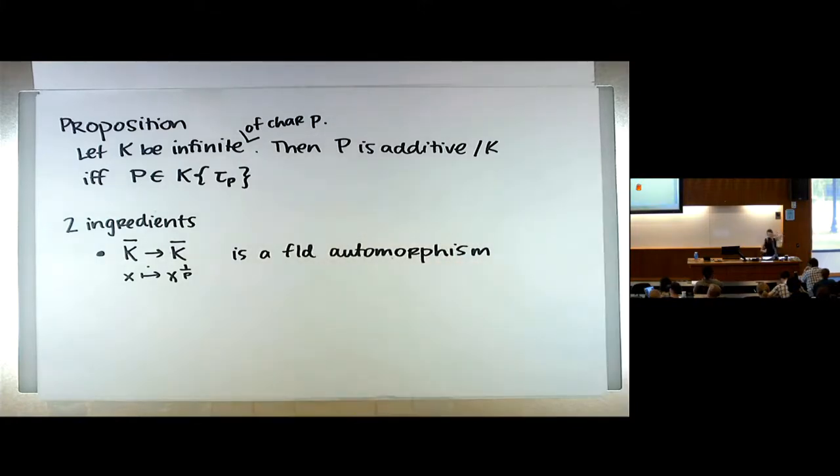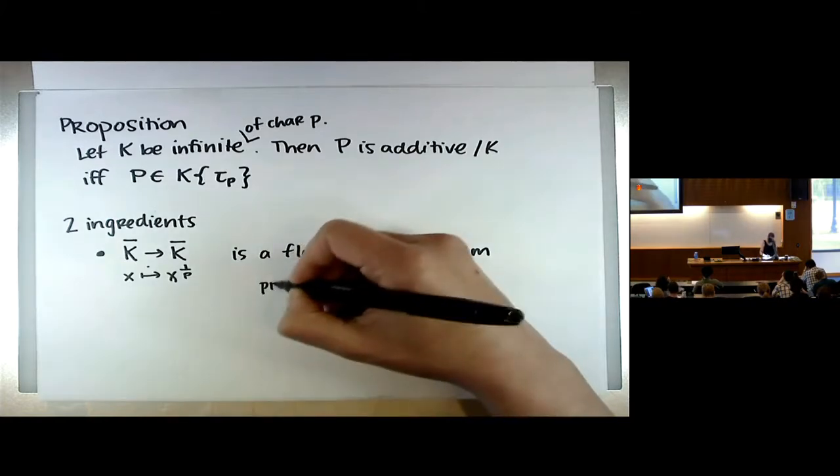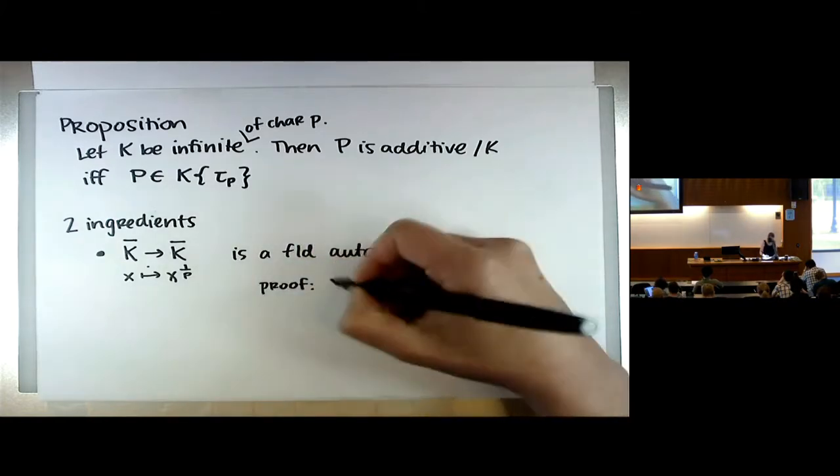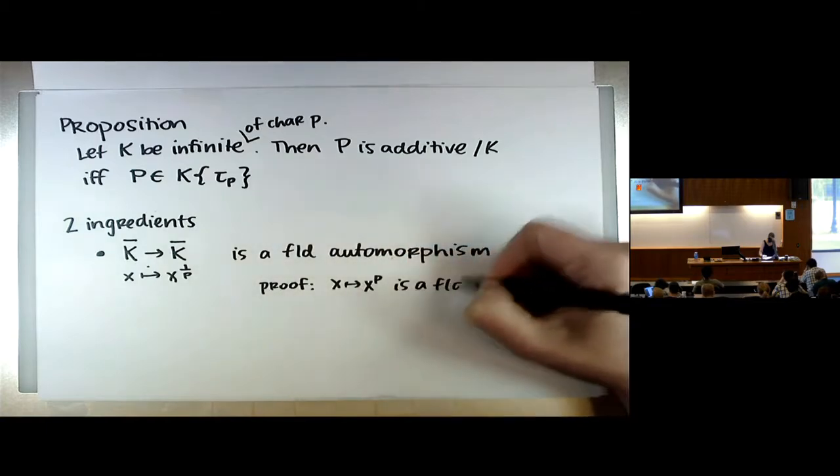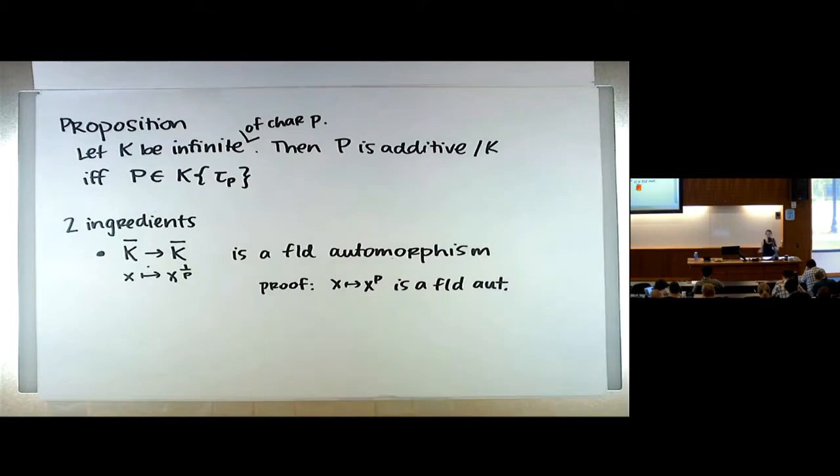Okay, and I'm not going to prove this, to try to speed up and actually get to Ore modules, but basically you would prove this by showing that x to the p is a field automorphism, and then its inverse is also a field automorphism. Okay, and how would you do this?